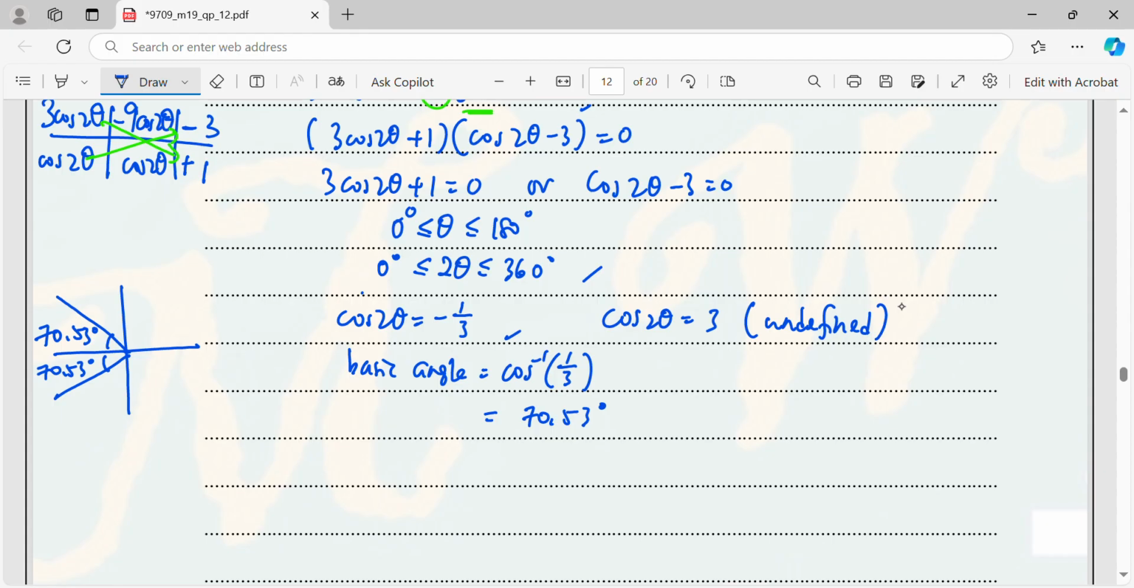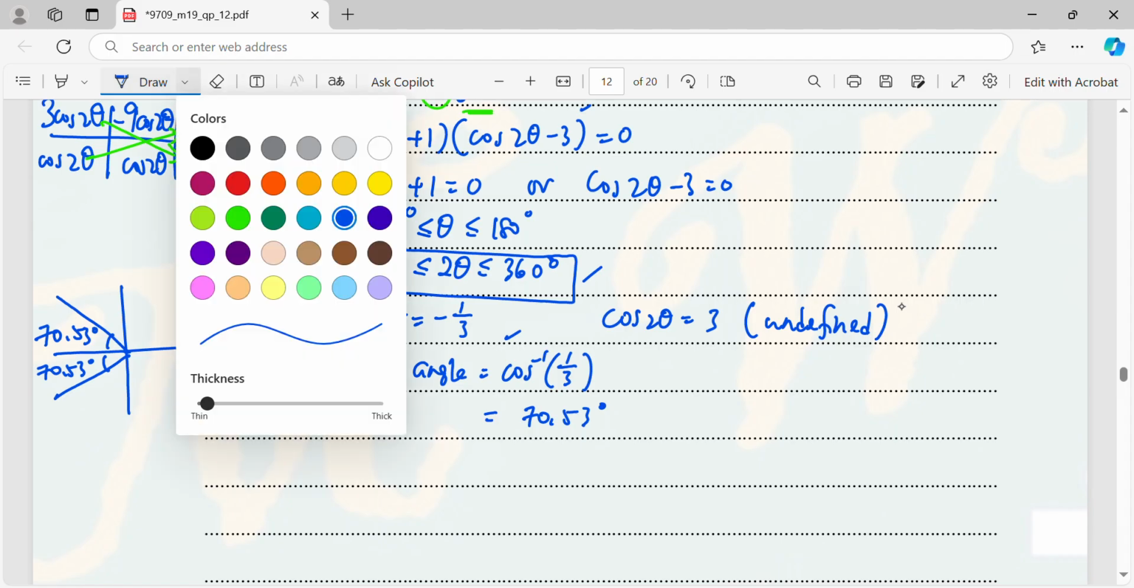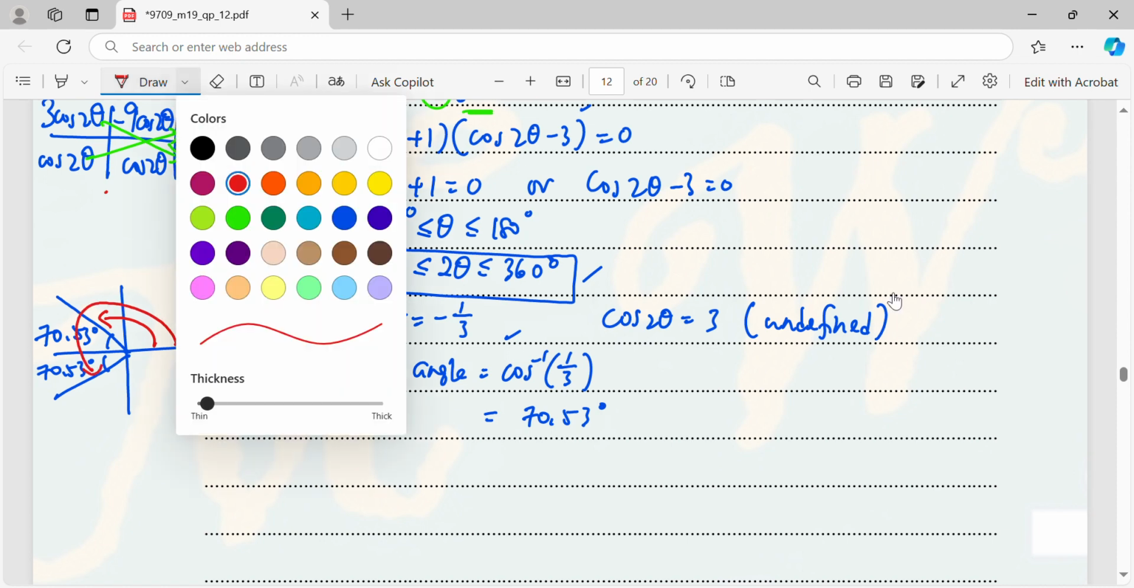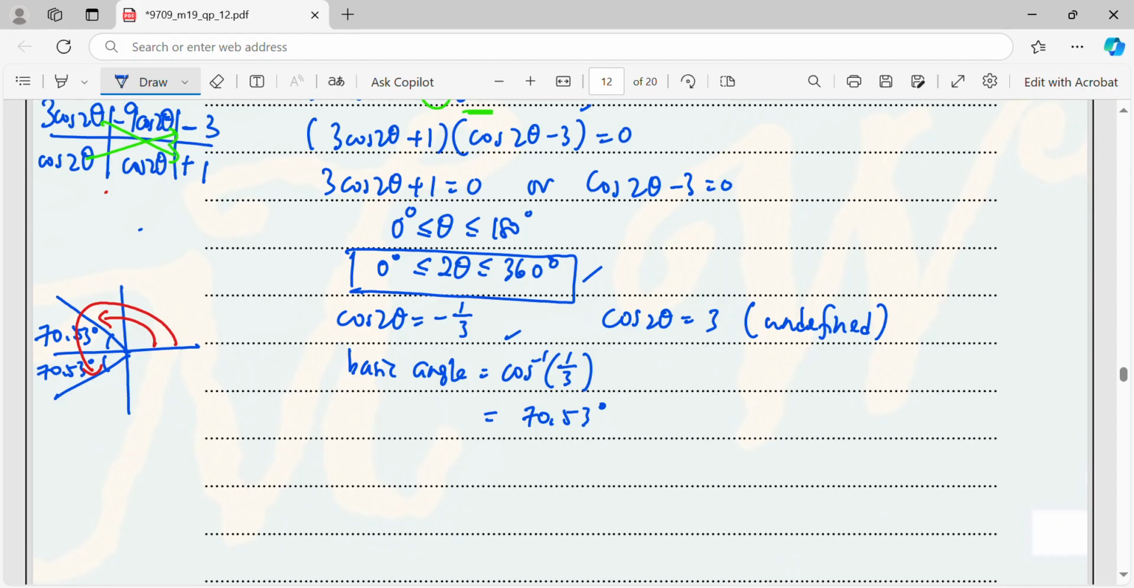Okay, and now by looking at this interval, it is from 0 to 360 degrees. So therefore, your angle is counted from the positive first quadrant until the line. Okay, so for the smaller angle, here it belongs to 2 theta. It will be 180 minus 70.53. That is the angle in the second quadrant. And the angle in the third quadrant, you have to plus. So 180 plus 70.53 degrees.